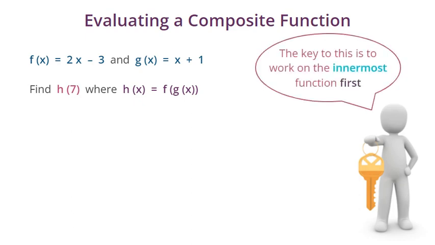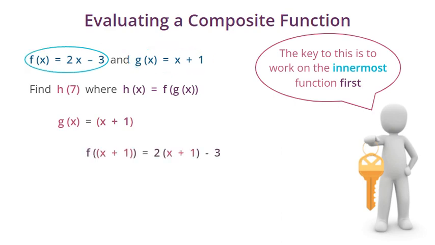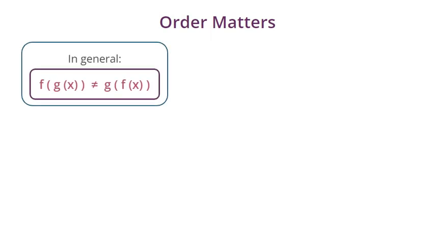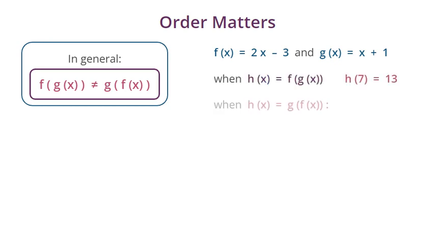Apply g of x to the element called x first. This x plus 1 is now the new name of the element to be inputted into the next function, f of x. Using the previous example, this 2x minus 3 now becomes the element applied into the function, g.